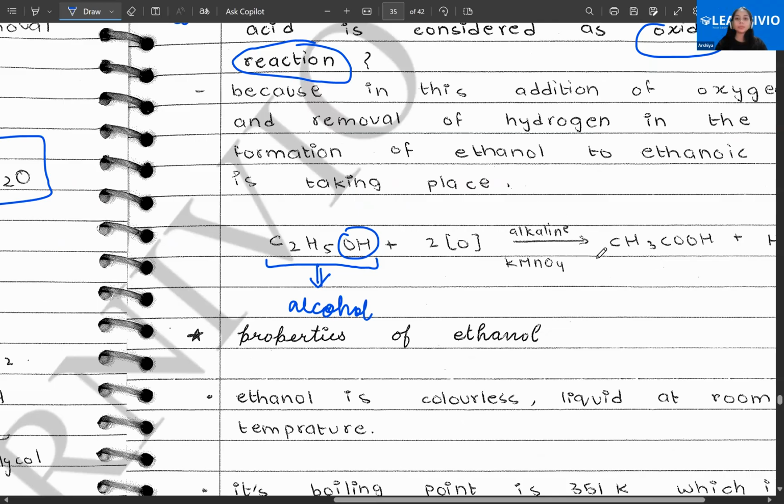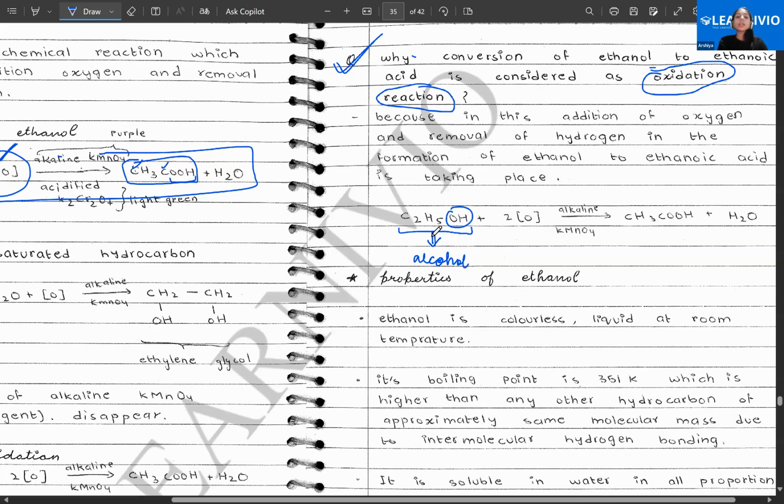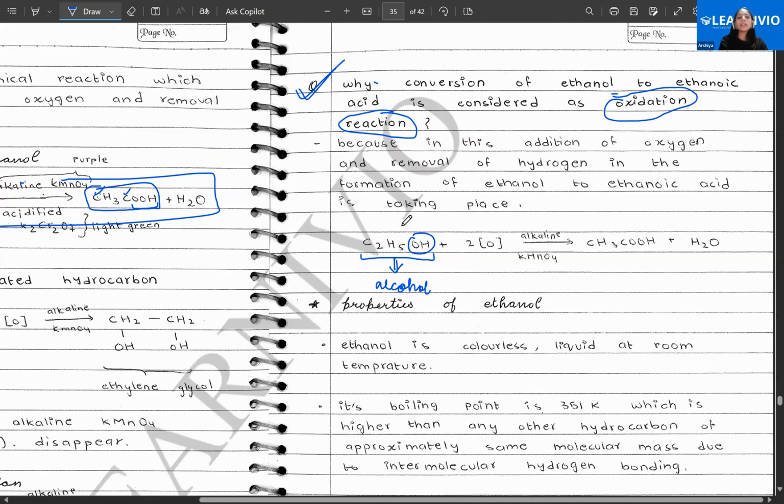Ma'am, C2H5 is alcohol. No, C2H5OH is alcohol. See, OH is the functional group, and we call it alcohol. And with this alcohol, the ethyl group is added, right? So we will call this ethanol. Okay.